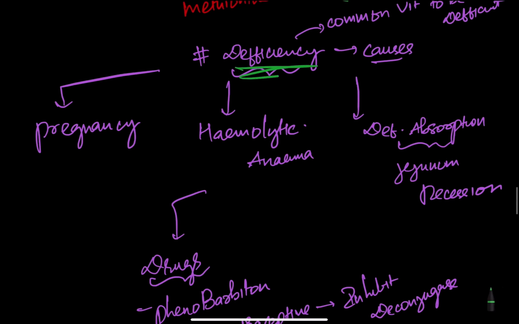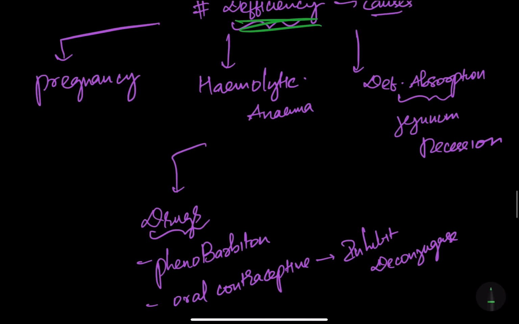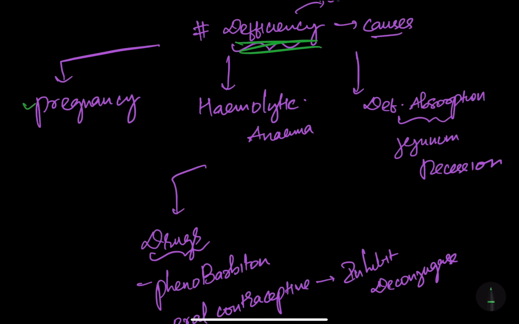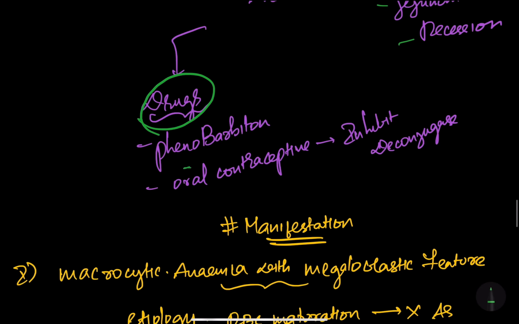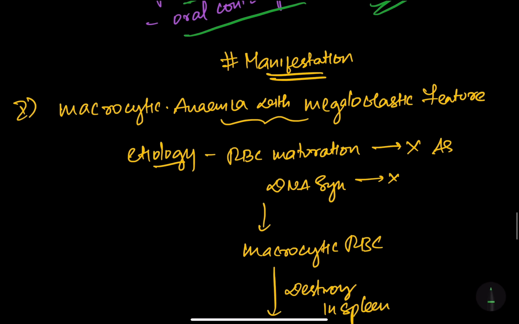What are the deficiencies? It is an important and common vitamin to be deficient. The main causes would be pregnancy due to high demand, hemolytic anemia, which I'll be telling later, and defective absorption due to jejunum resection. And some drugs like phenobarbital and oral contraceptives, which inhibit the deconjugase enzyme. Manifestation: macrocytic anemia with megaloblastic features. So, what is the etiology?